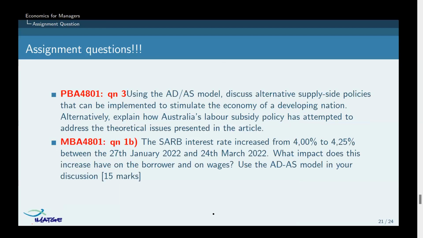Right, so we're almost done. Now let's look at the assignment questions. I have embedded PBA 4801, question 3, which talks about using the ADAS model. Discuss the alternative supply side policies that can be implemented to stimulate the economy. You see, the idea here is to stimulate the economy of a developing nation. Right. So this will take us to something like this.